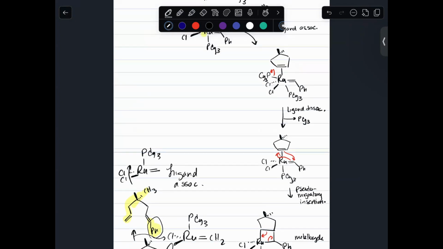If I don't have enough space, I'll move everything to the bottom. And notice that I keep drawing the CH3s.